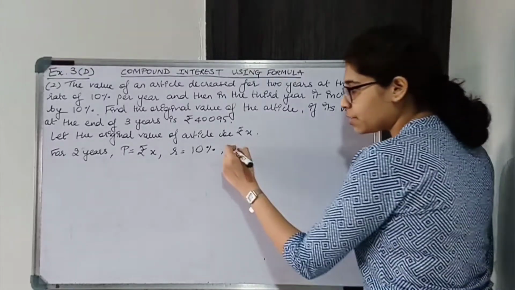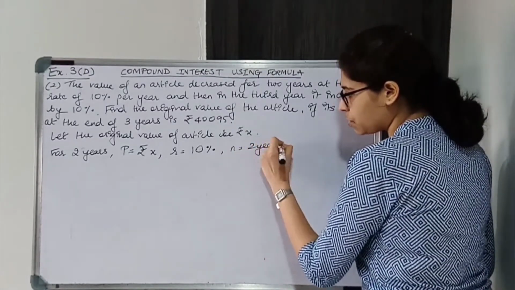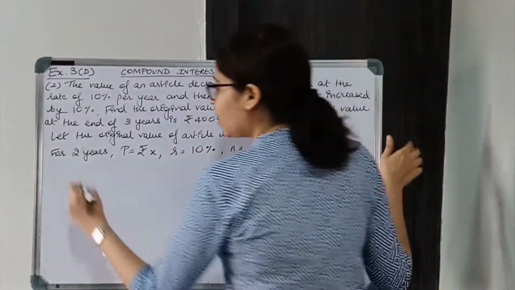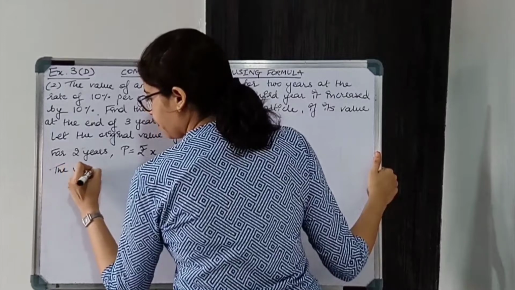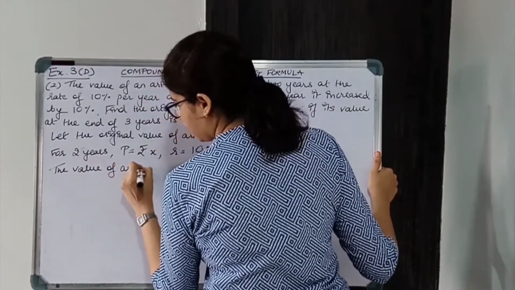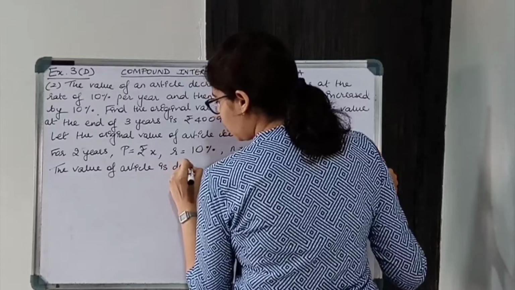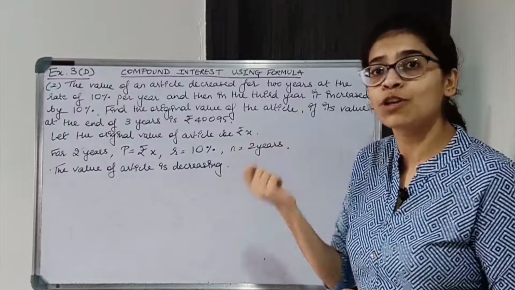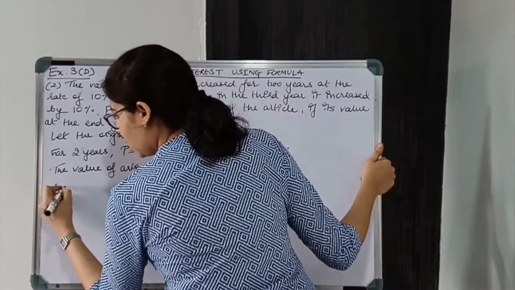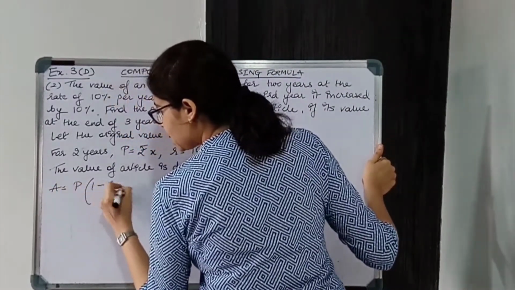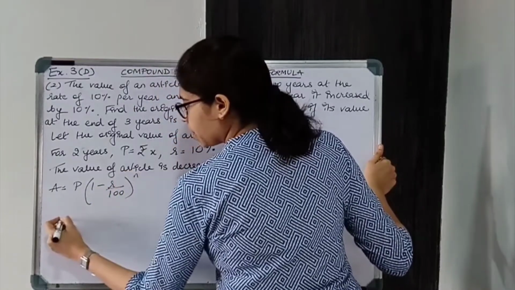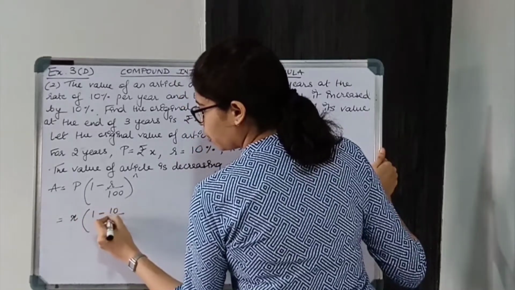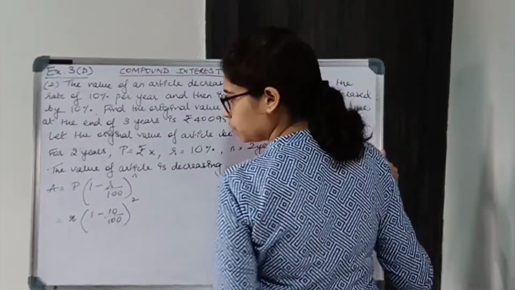and since you are calculating for 2 years, N will be 2 years. Now the value of the article is decreasing, so just write down the value of the article is decreasing. Since it is decreasing, what will you do? You will subtract the rate percent in the formula of amount. So A is equal to P into 1 minus R upon 100 raised to N. Now substitute the values. So X into 1 minus 10 upon 100 raised to 2.